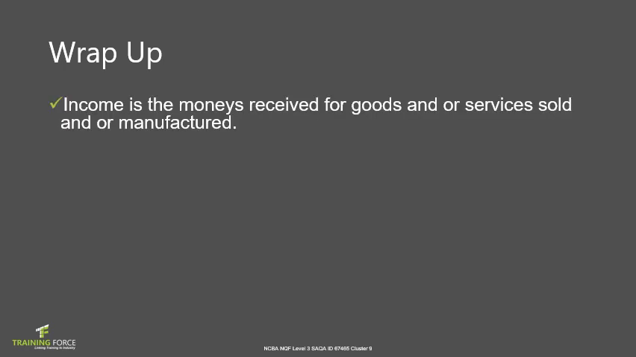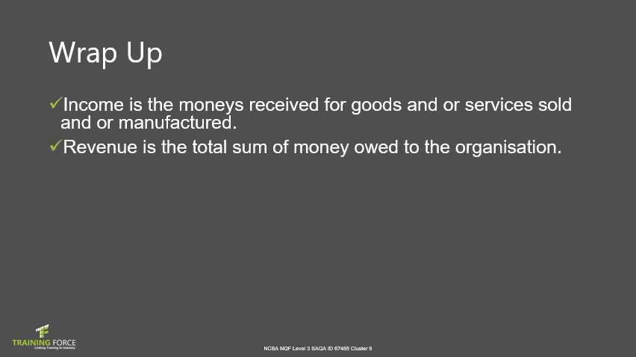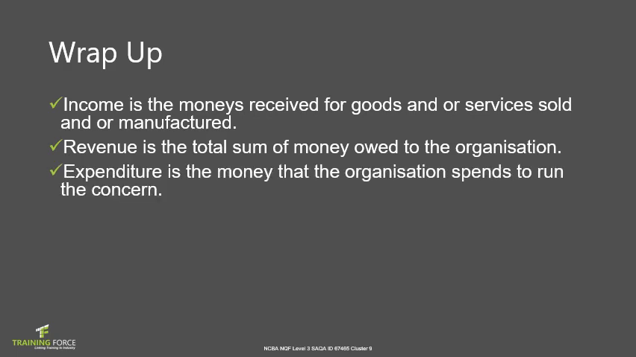Now that we have a very good idea of how an organization works and the cycles in which they work, let's take a look at the main ideas that we learned throughout this topic. Income is the monies received for goods and or services sold and or manufactured. Revenue is the total sum of money owed to the organization. Expenditure is the money that the organization spends to run the concern.